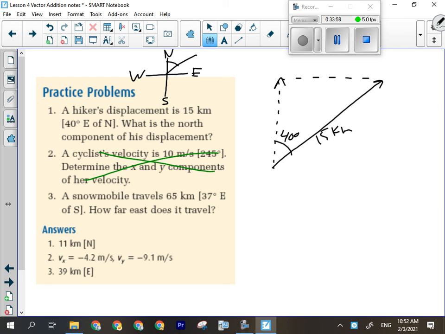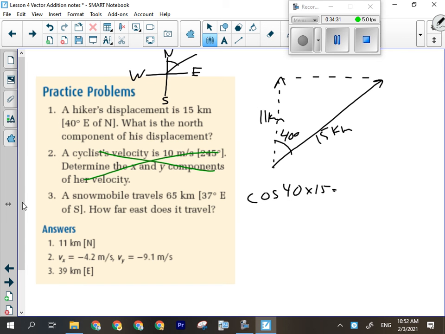All right, so now that I've got that, they want to know what's the north component. Well, this is the line I drew that was pointing north, so that's the one I've got to find. It is adjacent to the 40-degree angle, so I'm going to use cos of 40 times 15. When I go cos of 40 times 15, I'm going to get 11 kilometers north. Everybody all right with that one?